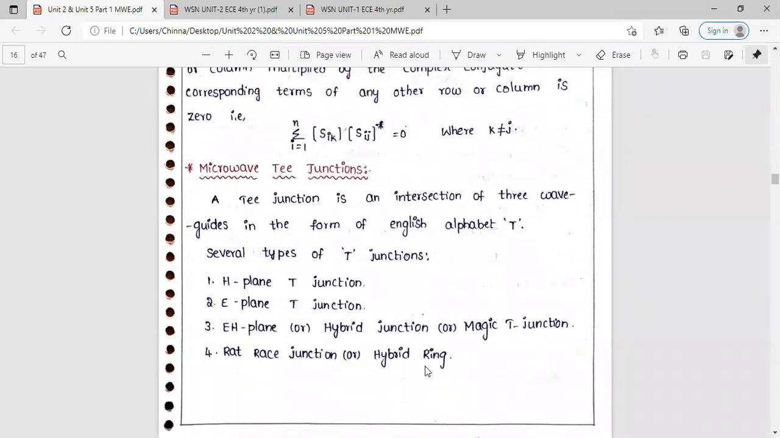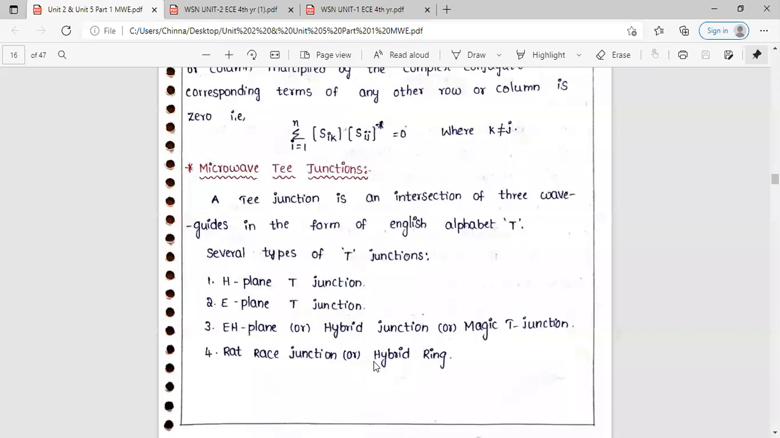We have the microwave T junction. Okay, the microwave T junction is a basic component of microwaves, an important topic. A T junction is an intersection of three waveguides in the form of the English alphabet T. Now, the T junction is represented in the shape of a T.